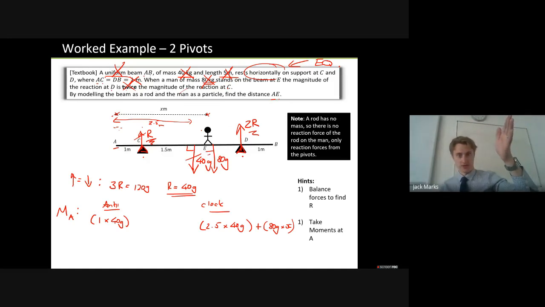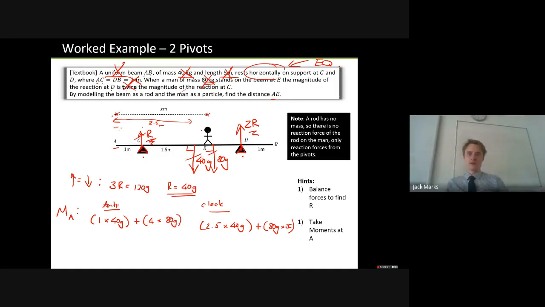Done that one, done that one, done that one. So this one here, how far away is this? Well, that's 1 meter from the end, and the whole thing is 5 meters, so it must be 4 meters. So 4 meters away, and it's 2R, it's 2 lots of 40G, it's 80G.